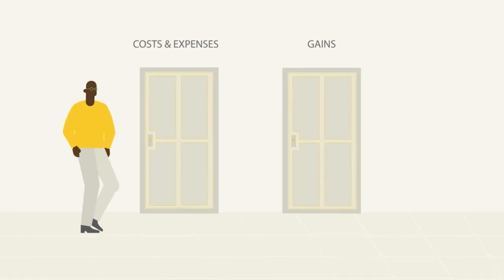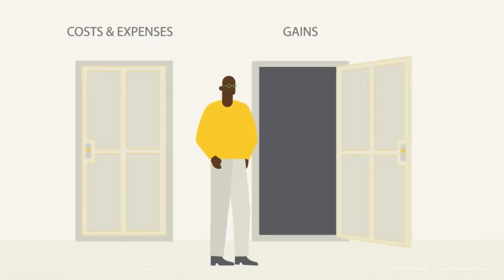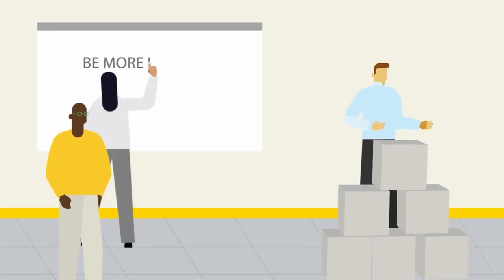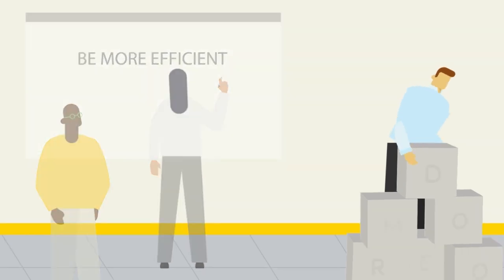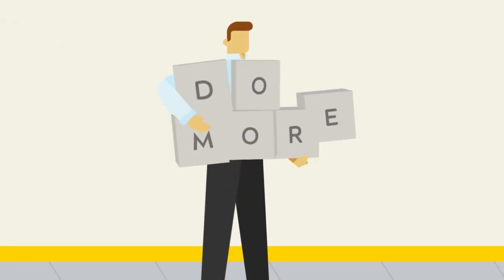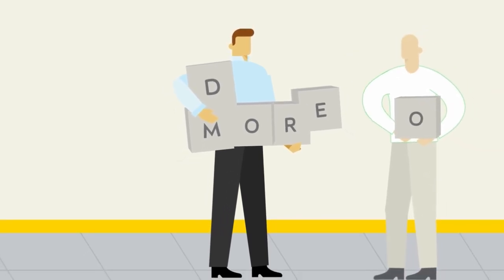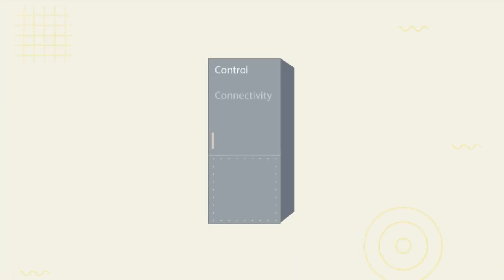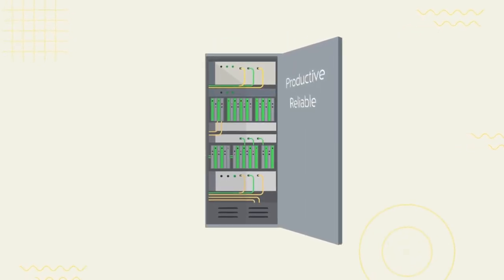When it comes to DCS migrations, it helps to think about things in terms of gain, not just costs and expenses. There's a lot to be gained by doing a smart migration. A modern system offers the ability to become quite a bit more efficient, allowing your team to do more and react with greater speed to changing conditions. A modern DCS can make your entire operation that much more nimble. With greater control, connectivity, and transparency, you can become more productive and reliable as well.